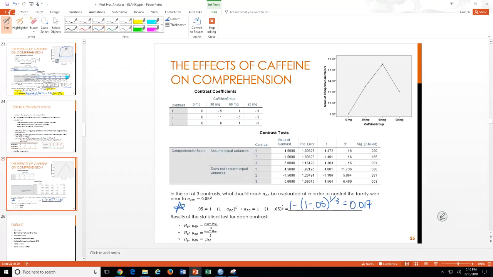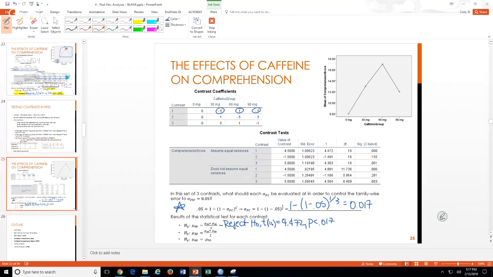Okay, so did everyone also agree that we should do each of these at an alpha of 0.017? Because we have 3 of them, good. Okay, so the first hypothesis we evaluate comparing the 60 group to the combination of 30 and 90. Are those significantly different? Yes, so we'll reject the null. We would say that t with how many degrees of freedom? 16 equals what value? 4.472, and p is less than 0.017.